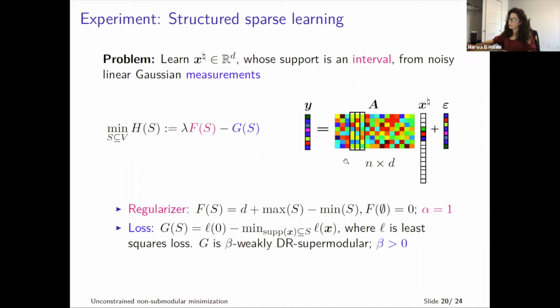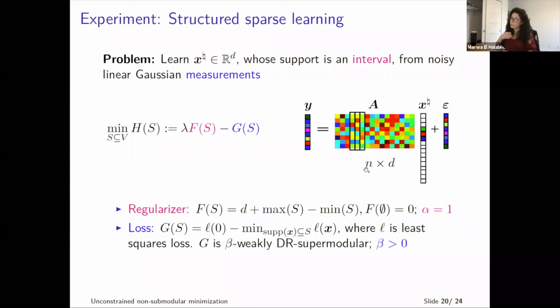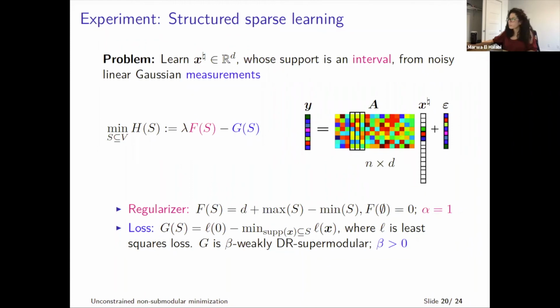So we have y, which is equal to Ax plus some noise. And A is a fat matrix, so n is much smaller than dimension d, and it has random Gaussian entries. So the goal is to recover this parameter vector x naught. And one way to do this would be to solve the following optimization problem.